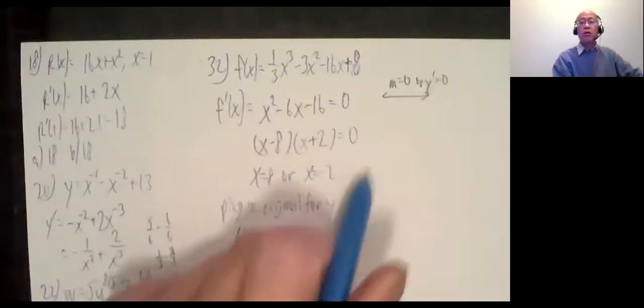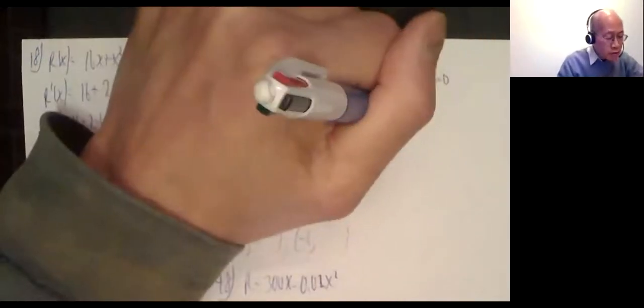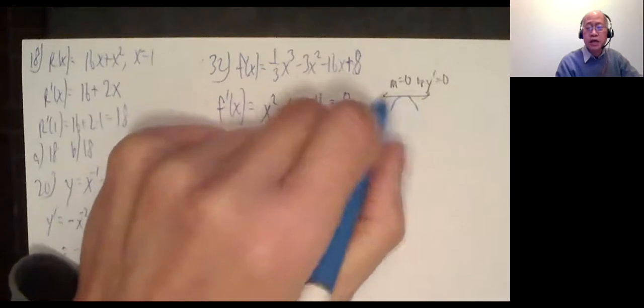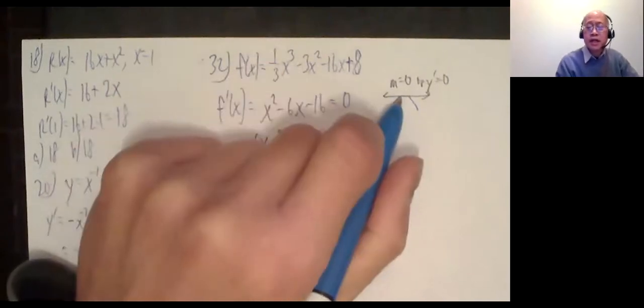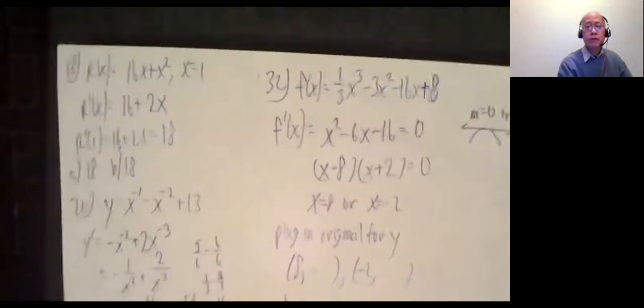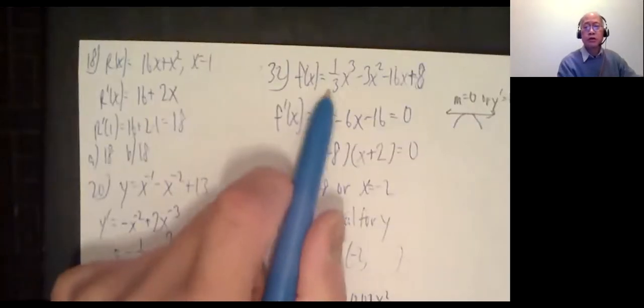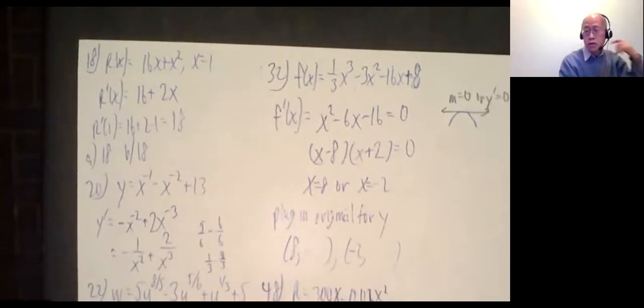Okay. Horizontal tangent, m is 0 or y prime is 0. So maybe the graph looks something like this. You draw the tangent line, slope is 0. In other words, take the derivative, set it equal to 0 is the way to do it. Okay. So the function is 1/3 x cubed minus 3x squared minus 16x plus 8.